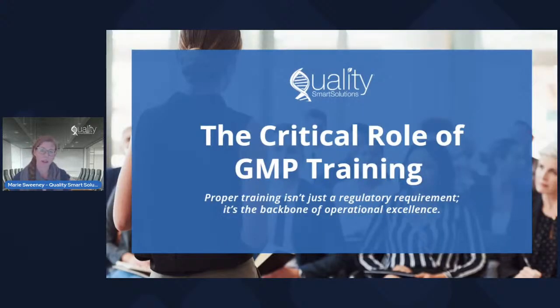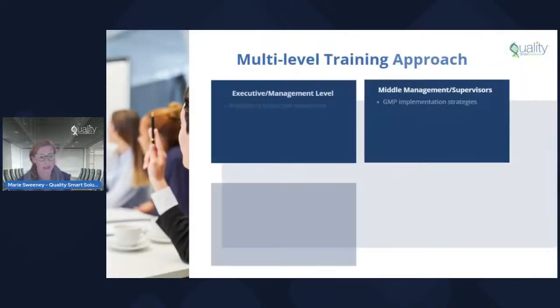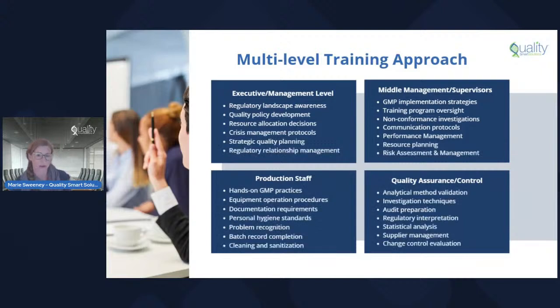Okay, so what are the elements of a good training program and what are some of the common gaps that we see with our customers? So the initial qualification training, some elements of which are comprehensive orientation for your GMP principles, role-specific technical training, hands-on demonstration and practice, and written and practical competency testing. You can't just teach them and hope that they've learned it. You've got to confirm that they've learned that.